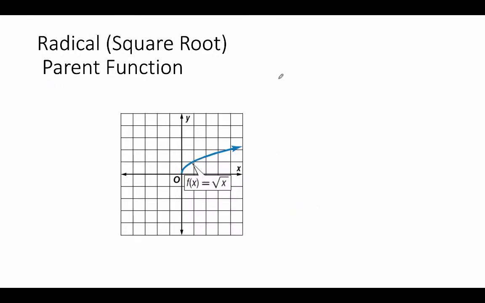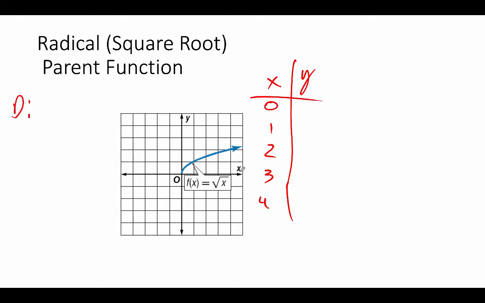Square root: if I was going to make a table of a square root, we've got 0, 1, 2, 3, 4. Square root of 0 is 0. Notice my domain here, I don't go negative because I can't take the square root of a negative. We'll talk about imaginary numbers down the road. So my domain is 0 to infinity, and my range is also 0 to infinity. Some people think that this looks like it's going to level off, but square roots of really big numbers are still really big numbers, so you're still heading towards infinity.